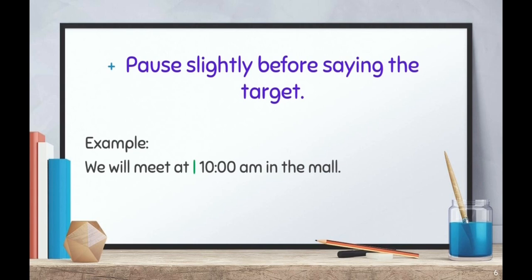Pause slightly before saying the target. Example, we will meet at 10 a.m. in the mall. In this example, I pause slightly after I say the word at to give way for the information that I want to highlight, which is 10 a.m. Is it clear? Let's now proceed to the last one.